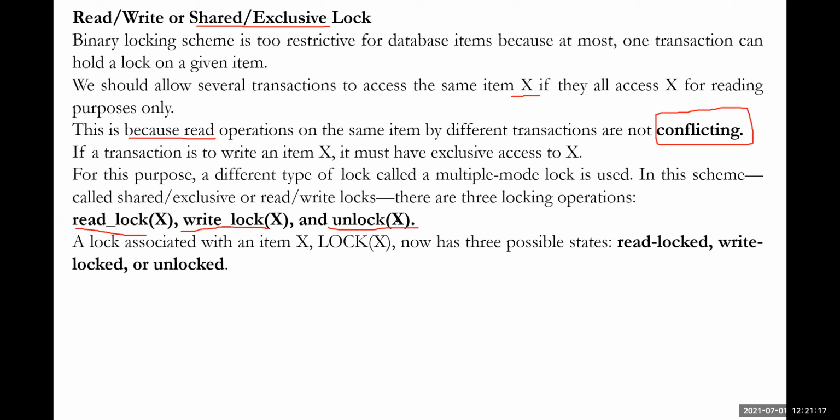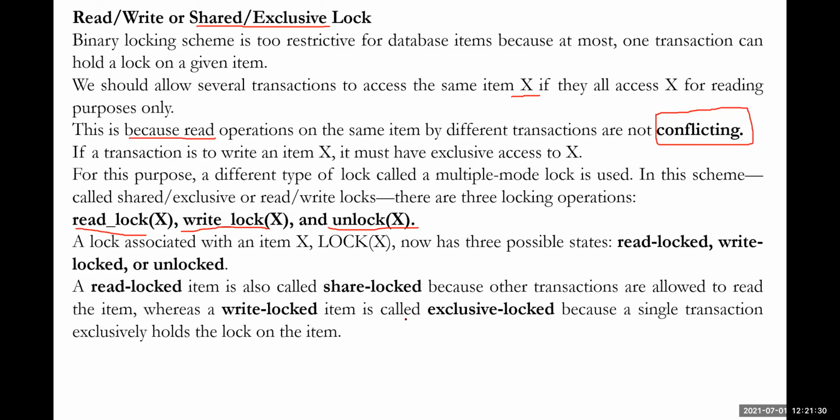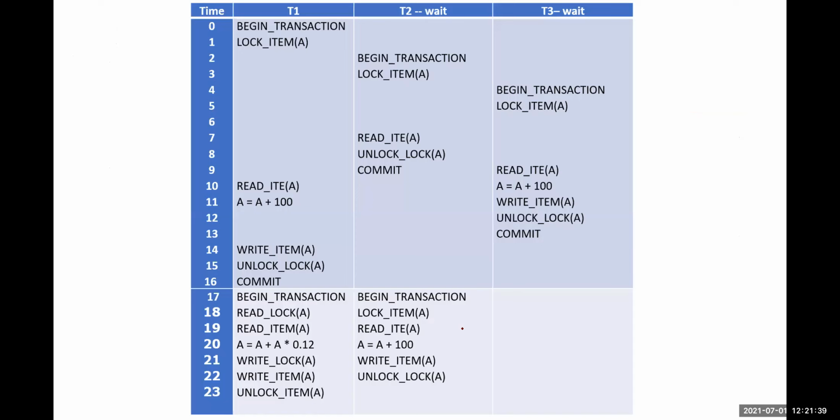Sorry, unlock. Every item has three possibilities, either of these three: read lock, write lock, or unlocked. Read lock is also called a shared lock, and write lock is called an exclusive lock. Already we have seen this.